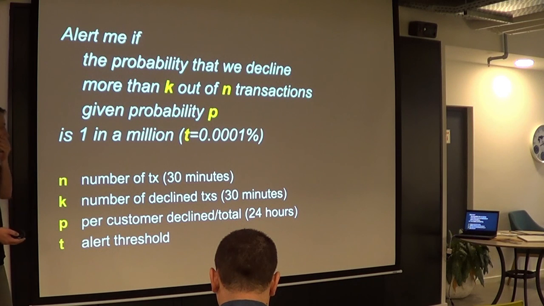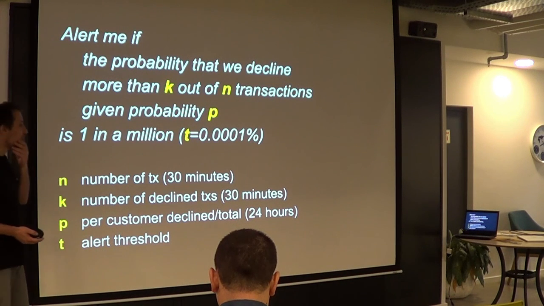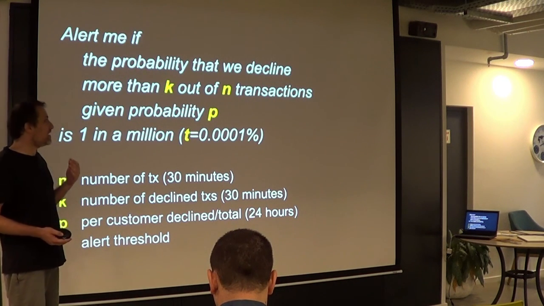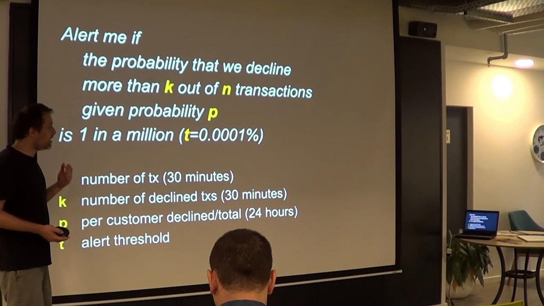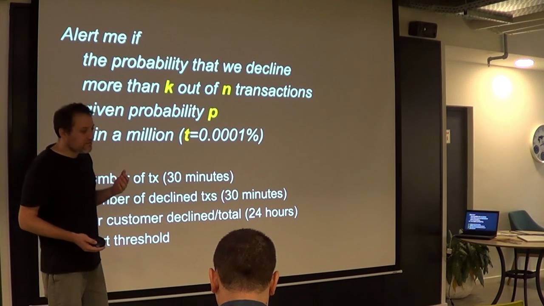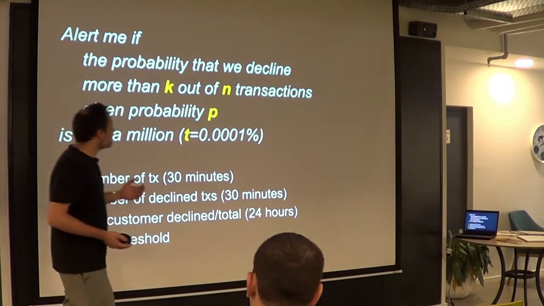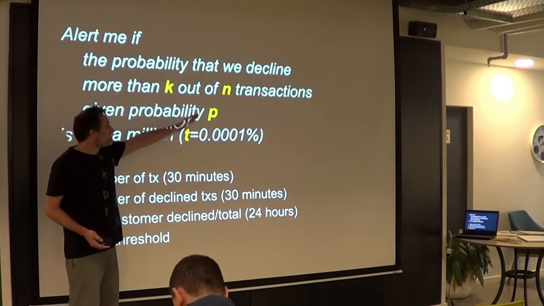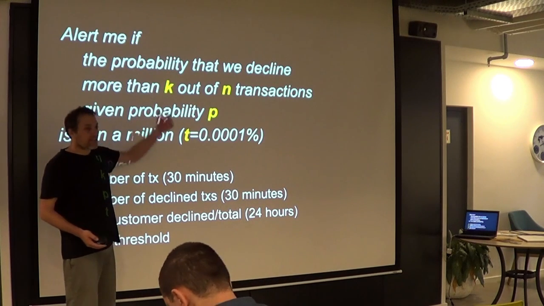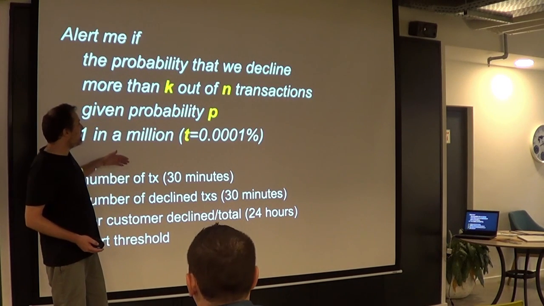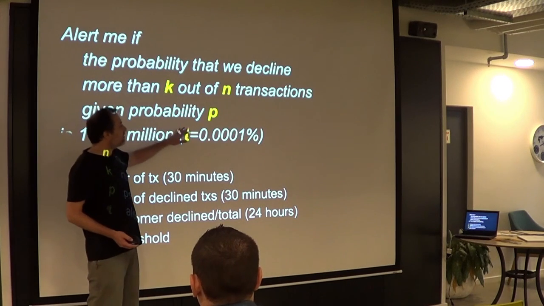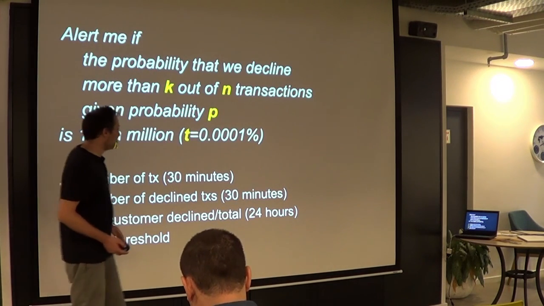So what we use is we assume that the distribution of the client is what is called binomial distribution. So we have n transactions, k of them were declined, okay? And the probability of a decline is p, okay?